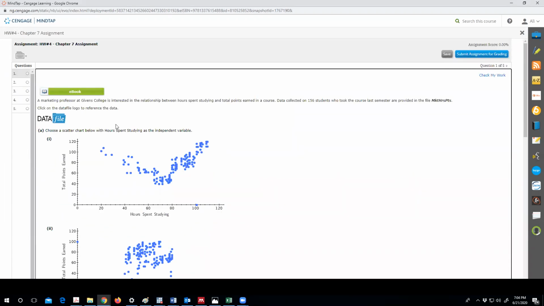So this is question number 1, and they have given us a data file. They're saying a marketing professor of Gibbons College is interested in the relationship between hours spent studying and the total points earned in a course. Regression is a technique we use to make predictions or to understand a relationship between two or more quantities. If you're asking how social distancing affects the number of cases or deaths, the only way is to collect the data and run a regression.